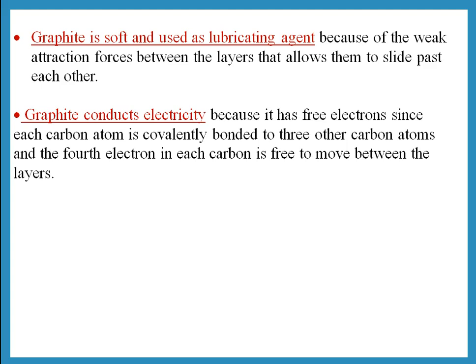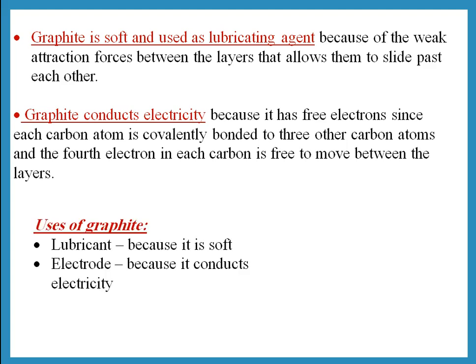Now, graphite is the only non-metal that conducts electricity. Why is it that it conducts electricity? Because it has free electrons. Each carbon has 4 electrons. It used only 3 of them for bonding because it's bonded to 3 other carbon atoms. So the 4th electron is free to move between the layers.